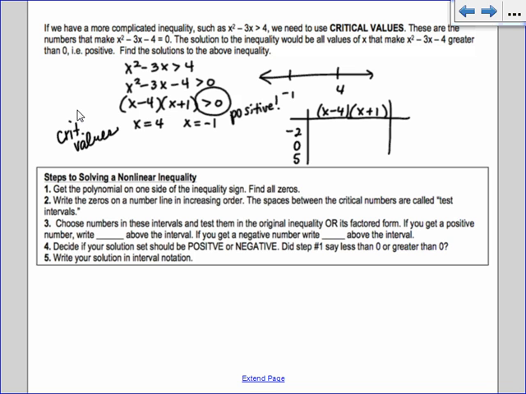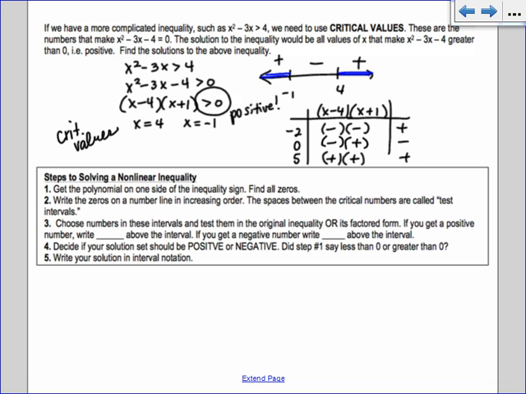So when I plug in -2, I end up getting a negative number times a negative number, which is a positive number. And when I plug in 0, I end up getting 0 minus 4, which is a negative number, and 0 plus 1, which is a positive number. Negative times positive is negative. And when I plug in 5, I get a positive and a positive, which multiply to be a positive. So we want the numbers that are positive in the end, so we want the left side and the right side.